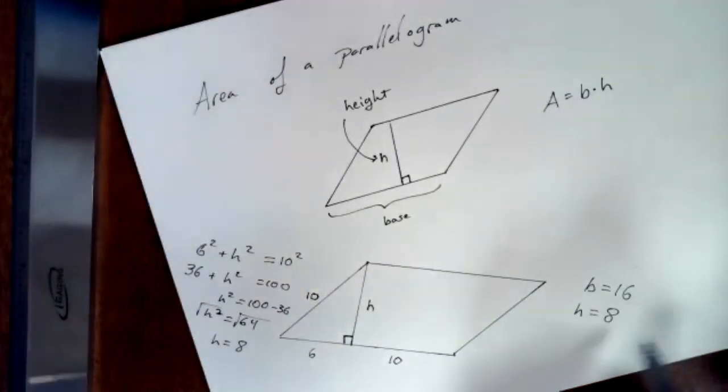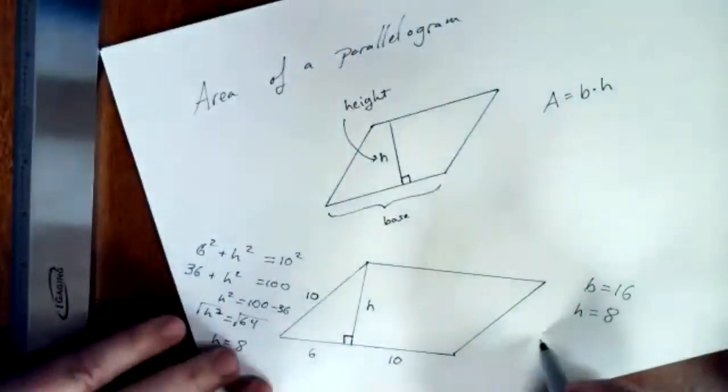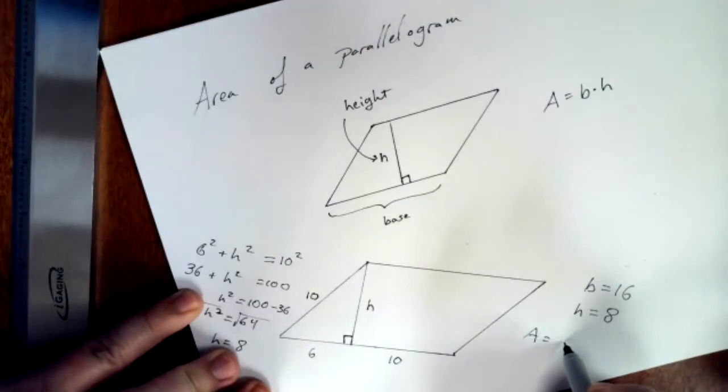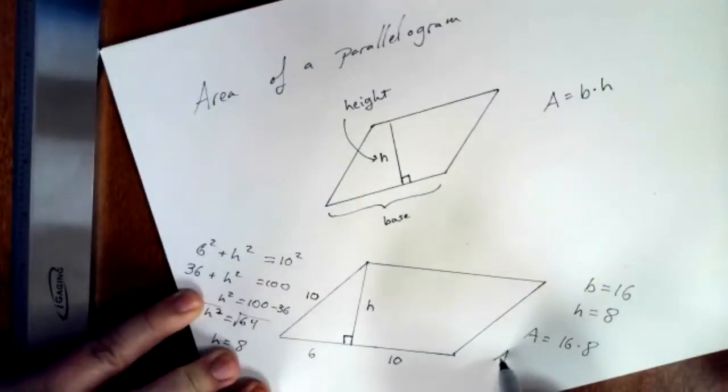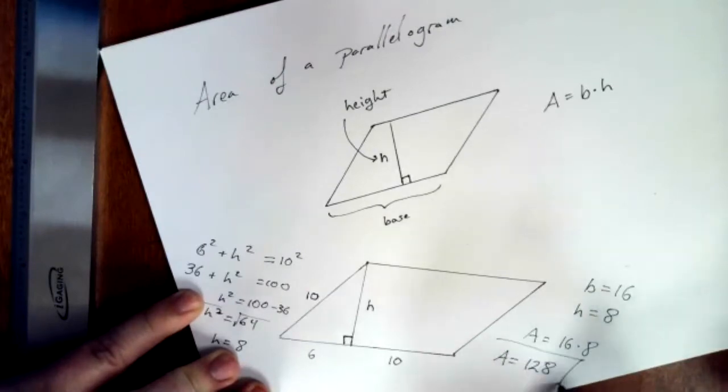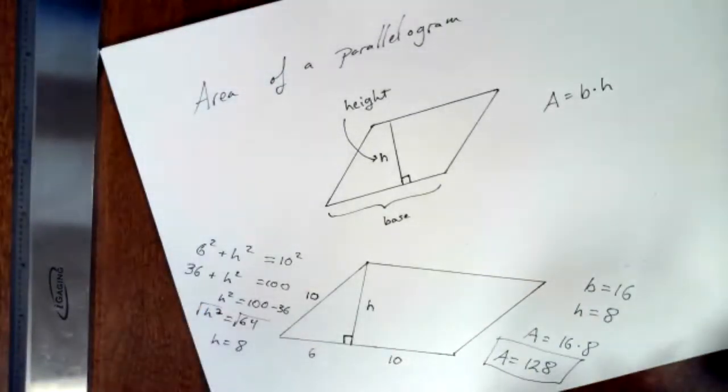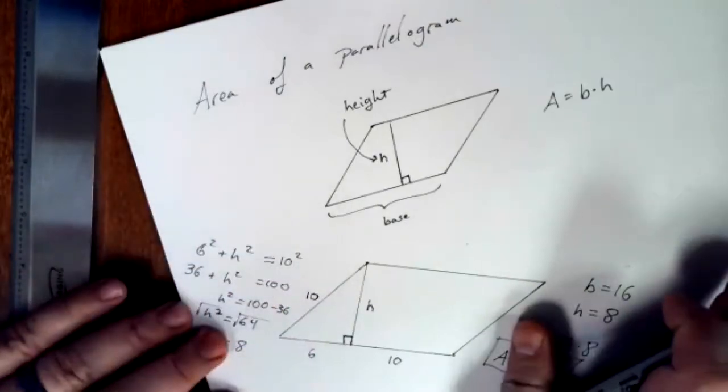Okay, so 16 times 8, plugging the b and the h into the formula. The area is 16 times 8, so the area is 128. Okay. All right. So now, that's great. So now let's talk about a trapezoid. The area of a trapezoid.